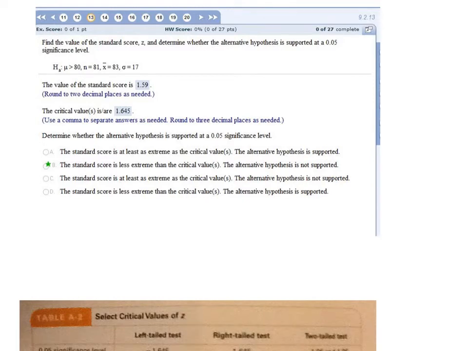So this is problem number 13 out of the week 10 homework, and of course this is the corresponding problem out of the textbook. So you can get some more practice with this if you'd like. What I'm seeing is that this is about sample means, because I'm seeing an average and a standard deviation. That's what that little symbol means. So what they're asking us is to find the value of the standard score.